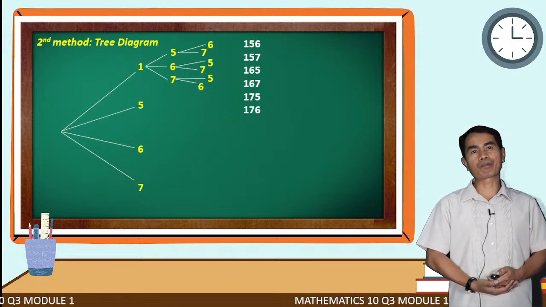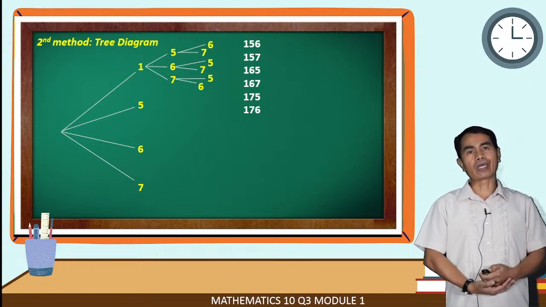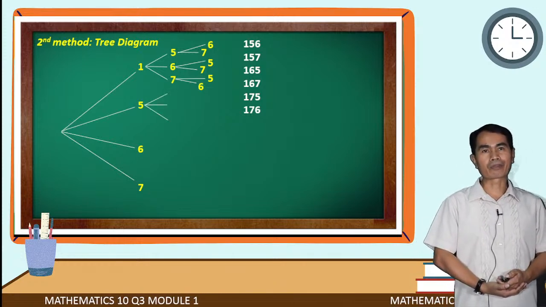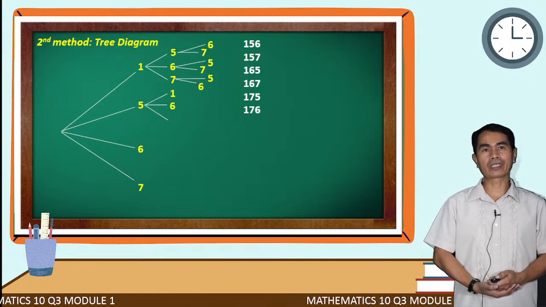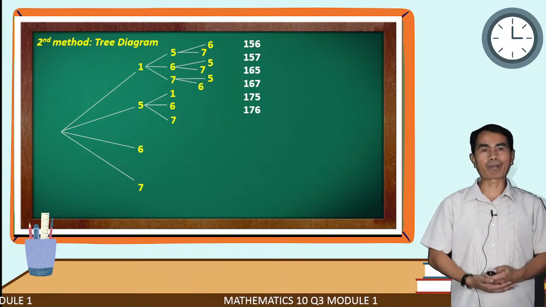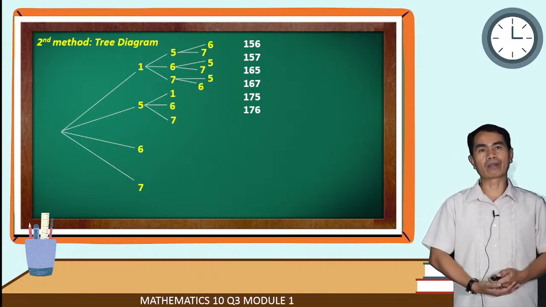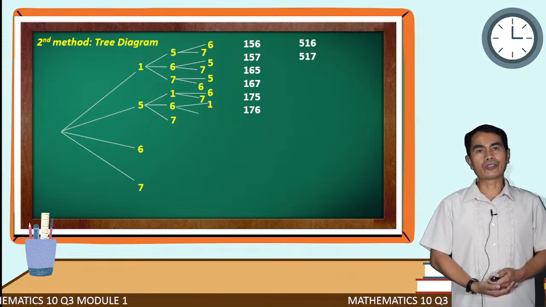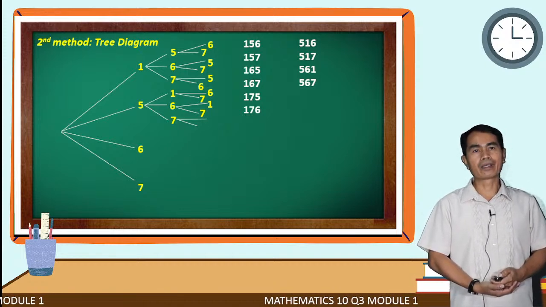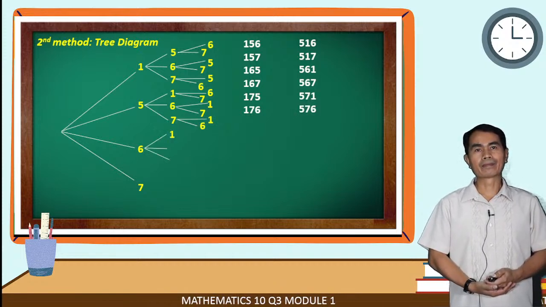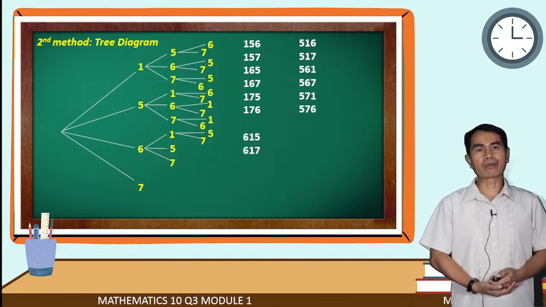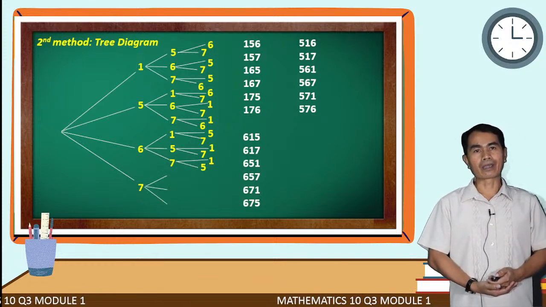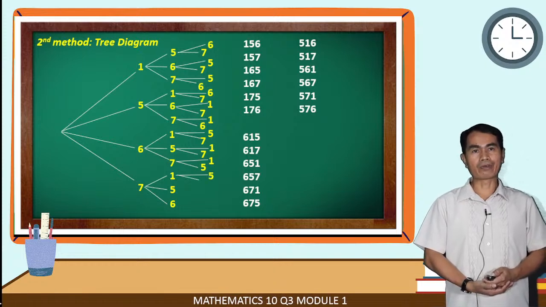Let's say we use 5 for the hundreds place. So what are the possible digits to be used for the tens place? Actually, there are 3 of them, either 1, 6, 7. We continue the process, the same as we have done a while ago. You just continue, and then you trace to list all the numbers you have formed. We complete all the possible three-digit numbers, and then you trace to enumerate all.